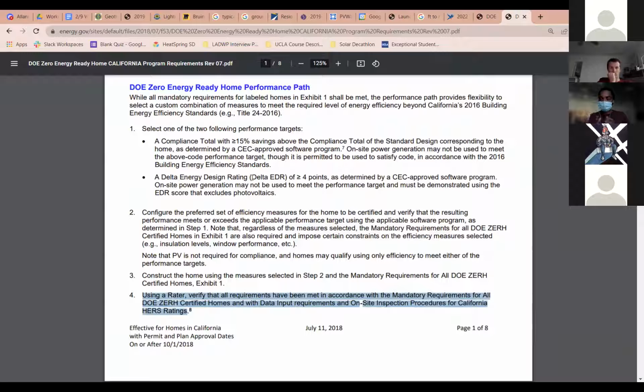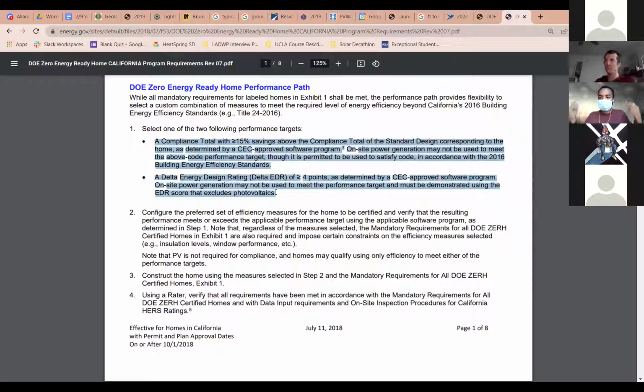But for here, in terms of just our design process, they give 2 different types of software, like Sterling mentioned, or two different metrics that utilize software. There are links to approved software and stuff like that, so we can get our hands on it. But essentially, these are the two ways we can identify whether or not we've met their requirements or their target, using a compliance total within this range, or what they call a Delta Energy Design Rating that's greater than 4. Both using California Energy Commission approved software and things like that.